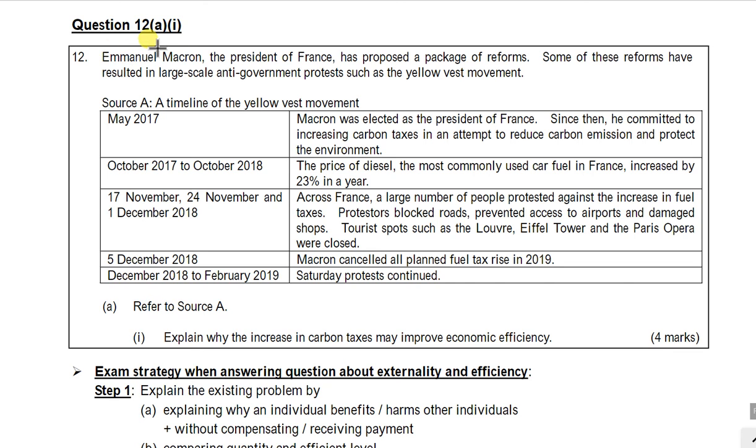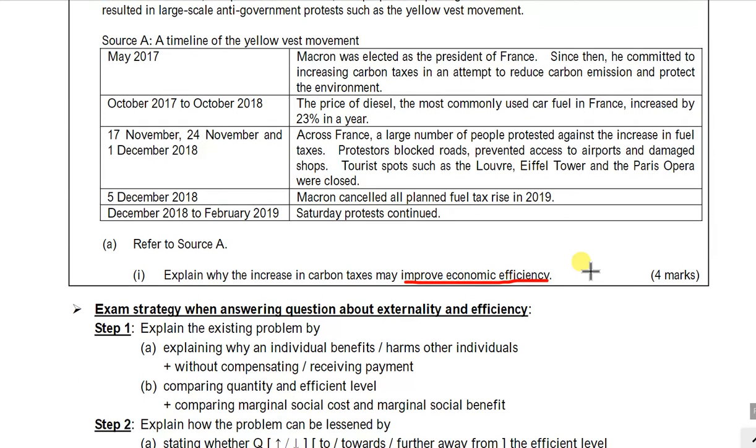Question 12A1. We need to explain how carbon taxes may improve economic efficiency. If you have a question like that, what do you need to do? If I try to improve the efficiency, that means initially it is not efficient, right? There is initially a problem that we want to solve or lessen. And that's why there are two things you need to do to answer this type of question.